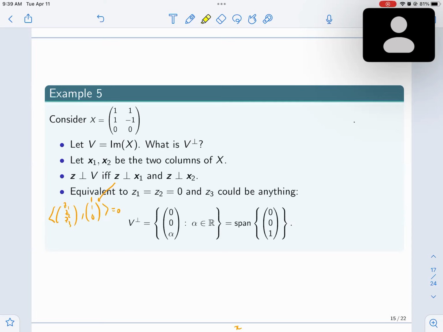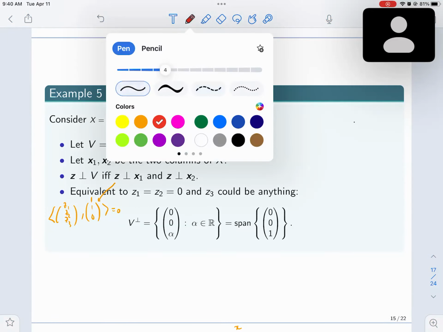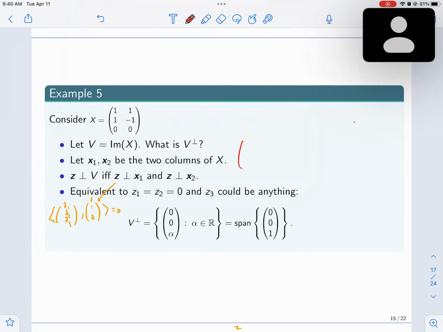So if you write down these equations, these are inner products equal to 0. It gives you two equations in the coordinates of Z. So Z here would be Z1, Z2, Z3. And it forces the first two coordinates to be 0. The third coordinate can be anything. So you prove that the V perp is the set of all vectors that look like that, or the span of (0, 0, 1), which is the Z-axis.